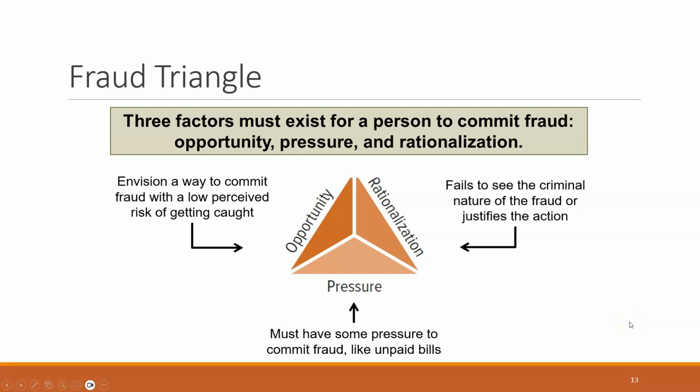The figure on the screen is the fraud triangle. These three factors must be present for a person to be able to commit fraud. The three things that are in the fraud triangle are opportunity, pressure, and rationalization. So rationalization is where the person who's about to commit fraud talks themselves into making it okay.